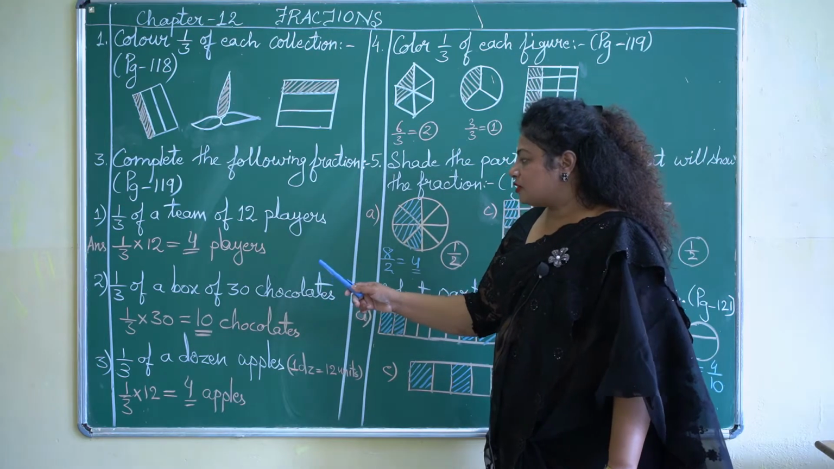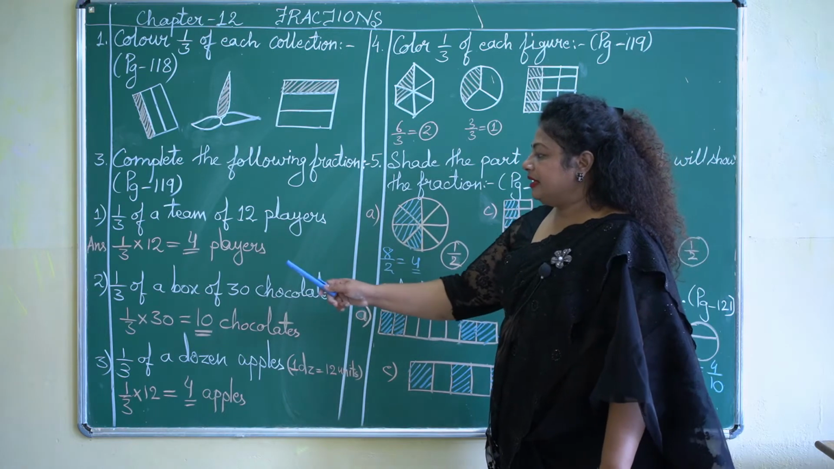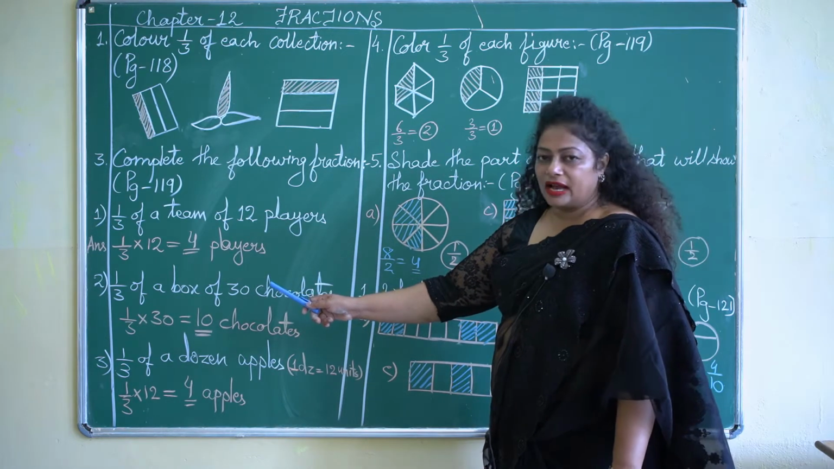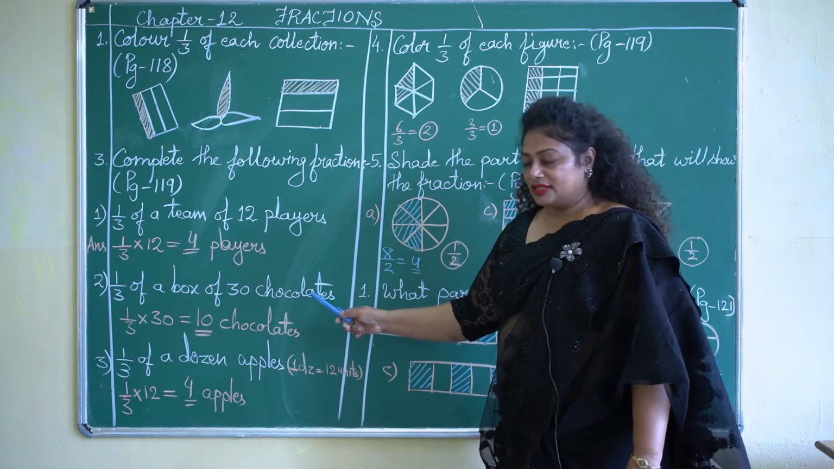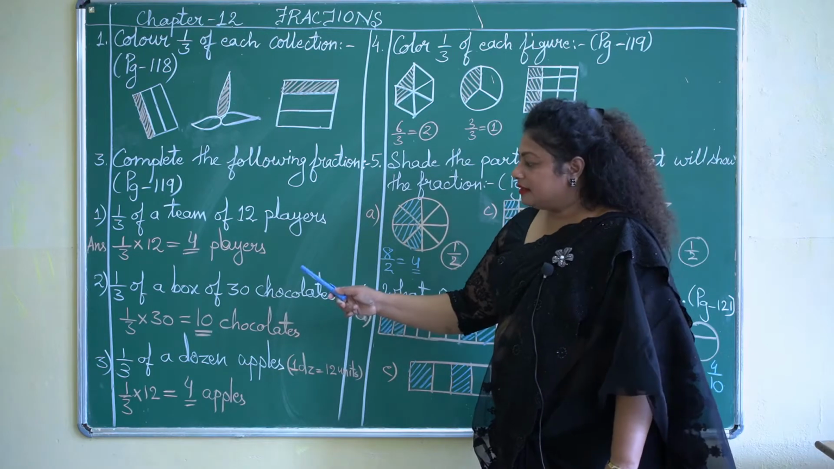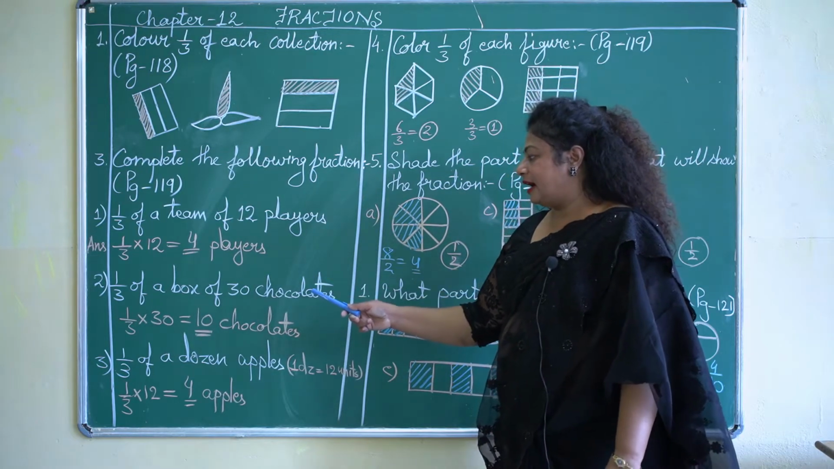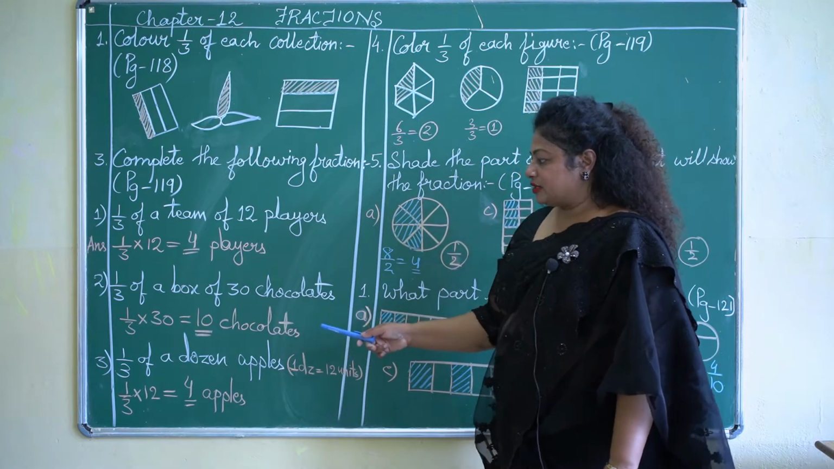1/3 of a box of 30 chocolates. Okay, 1/3 we have written in the answer, multiplied by how many chocolates are given to you? 30. That means if we divide 30 by 3, you will get the answer 10 chocolates. Okay children, I am reading out the next question.